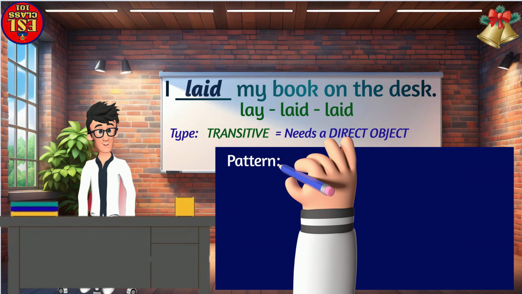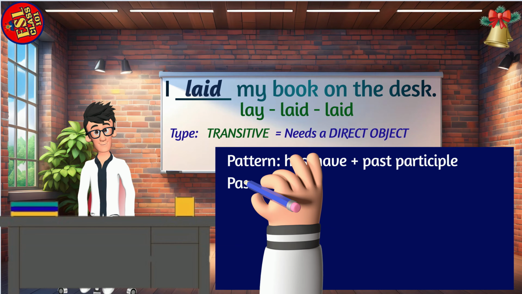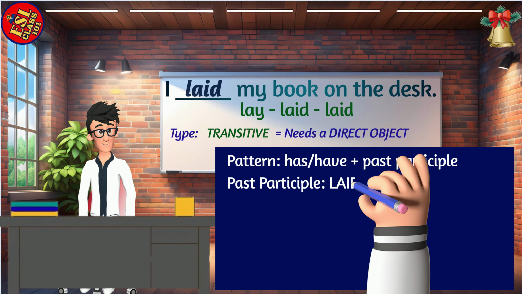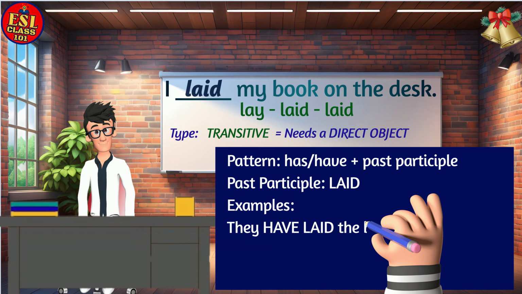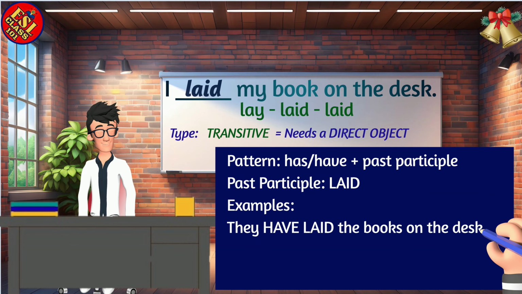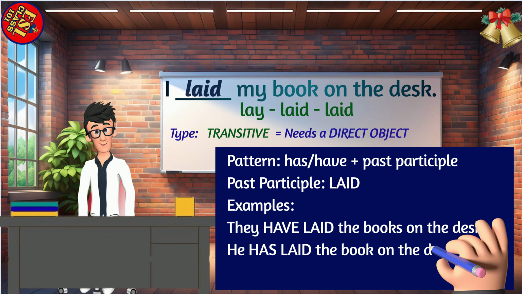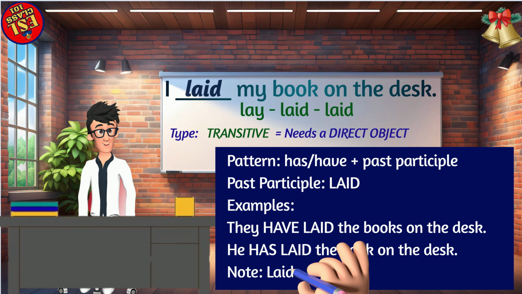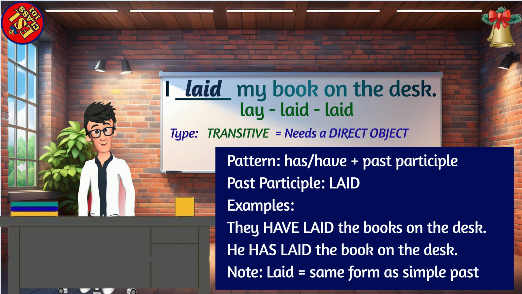In the present perfect tense, the pattern is has or have plus past participle. The past participle of lay is laid, which is spelled the same as the simple past tense. Use have with plural subjects and has with singular subjects. For example, they have already laid the books on the desk, and he has already laid the book on the desk. Please take a moment to review these examples.